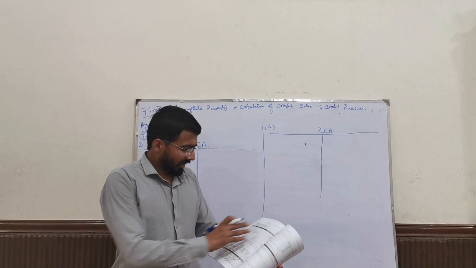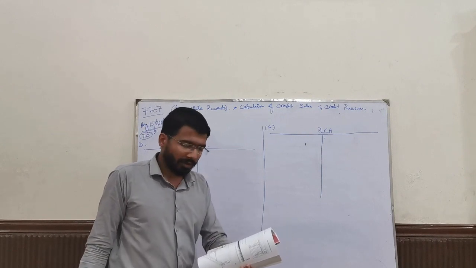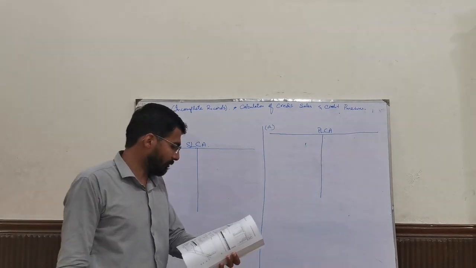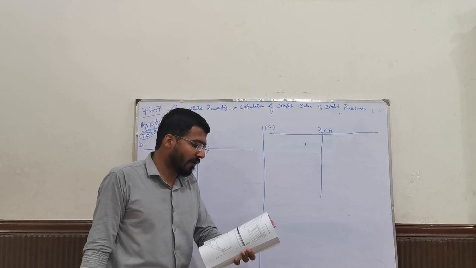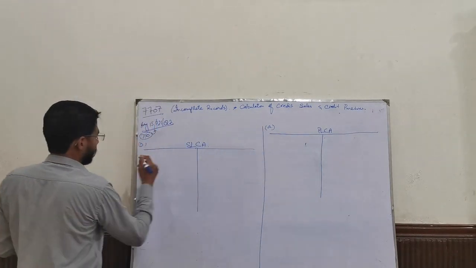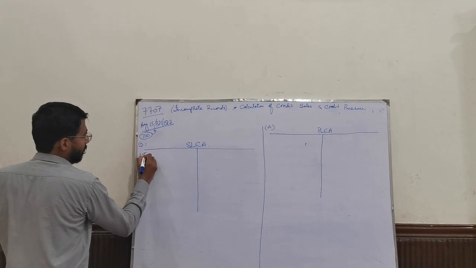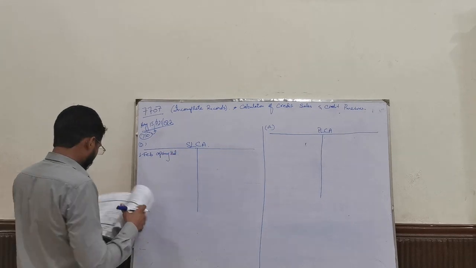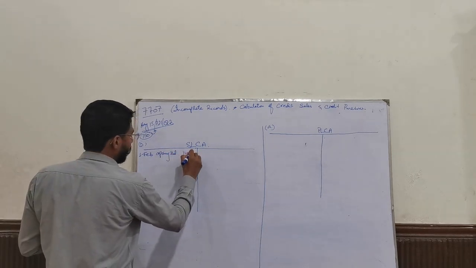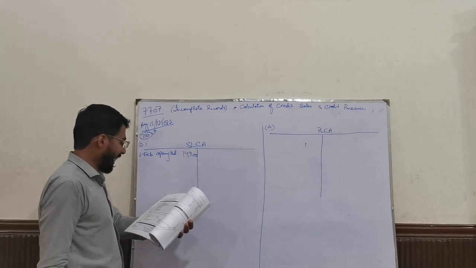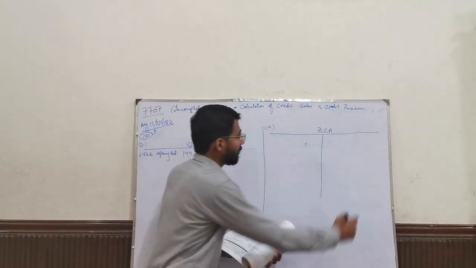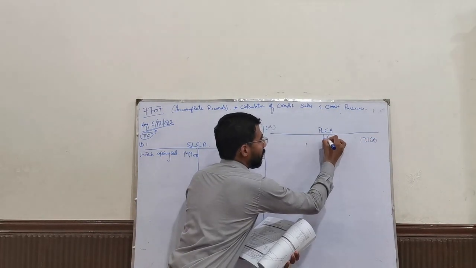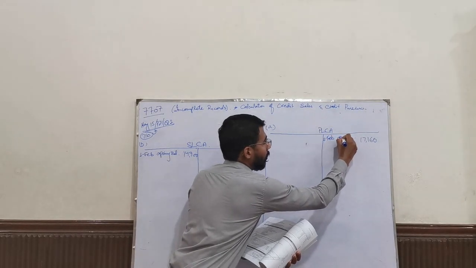Now, the question relates to the month of February. So the opening balances will be written with the first date of February. The question says the opening balance of trade receivable is 14,900. Opening balance, on 1st of Feb, is 14,900. And the opening balance of trade payables is 17,160. Once again, on 1st of Feb, opening balance.